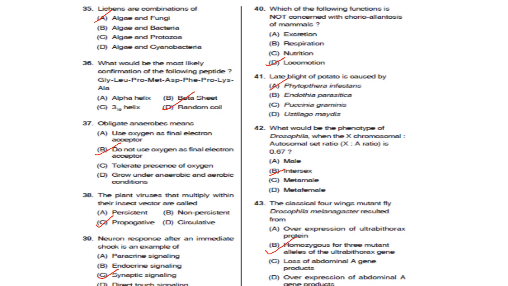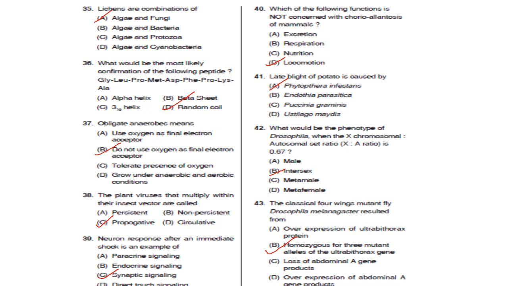Then next one, what would be the phenotype of Drosophila when the X chromosomal and autosomal set ratio is 0.67? If the ratio is 0.66 or 0.67, it is called an intersex. Answer is option B. If it is 0.5, then it is a normal male, and if it is 0.33, then it is a meta male. So the answer here is option B, that is intersex.